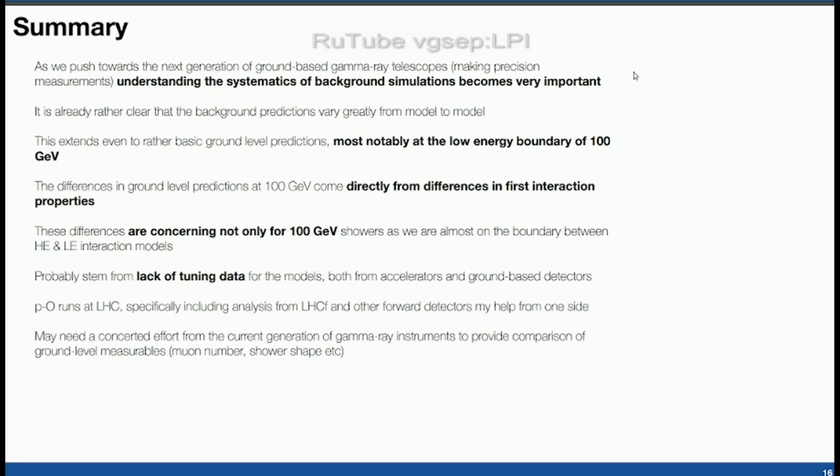So the final statement to make is that hopefully the proton-oxygen runs at the LHC, specifically including analysis from LHCf and other forward detectors, might help us a little bit to understand what's going on between the models here. But also I feel like if we're going to secure things for the next generation of ground-based gamma ray detectors, we may need to make a concerted effort from the current generation of gamma ray instruments to provide something for the model tuners or model developers to compare to in future.